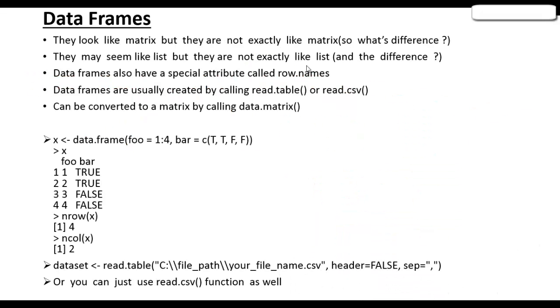Well, data frame certainly looks like matrix, but they are not exactly matrix. So let's think what could be the difference. Basically, the difference is data types, the variety of data type. Data frame persists each and every vector's, or each and every column's, individual data type.